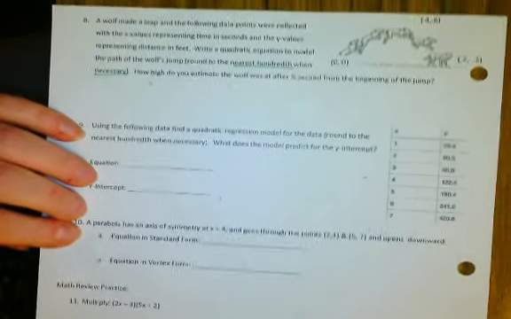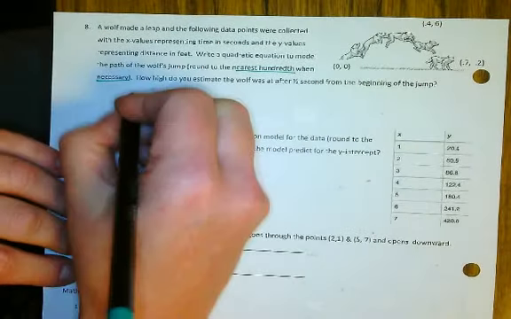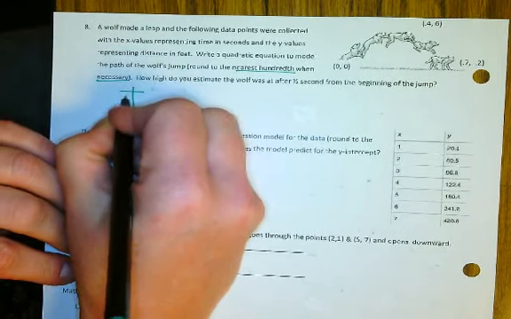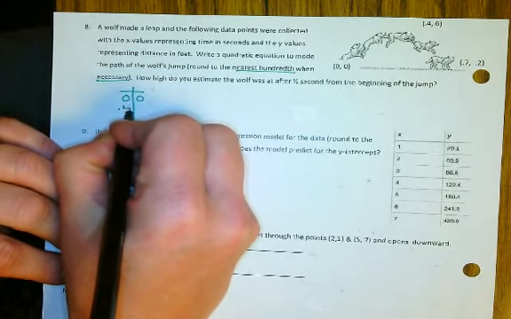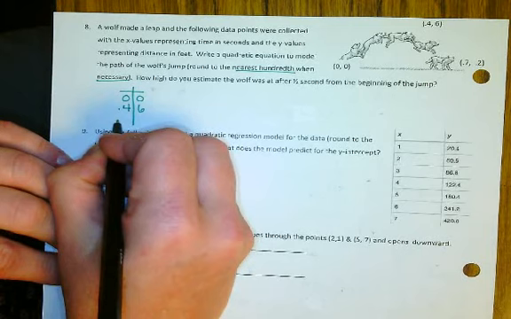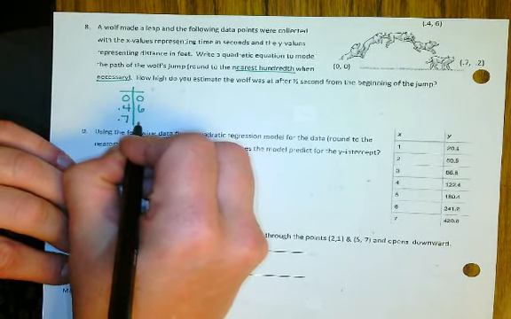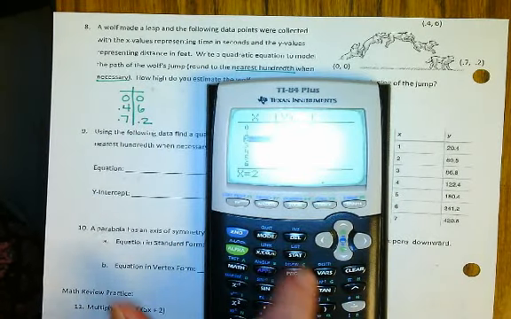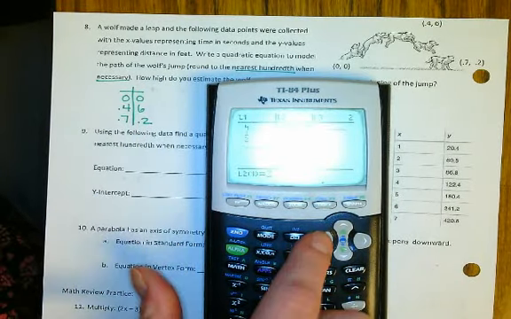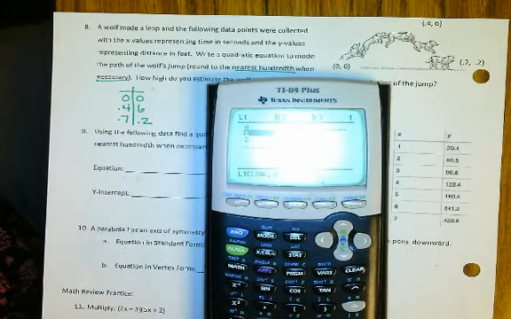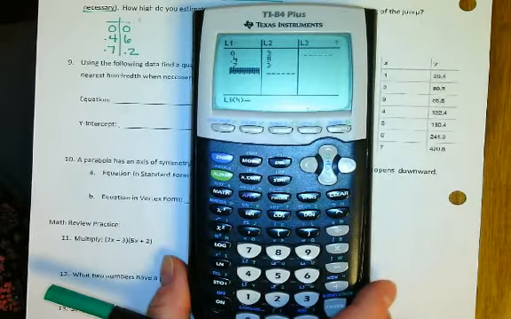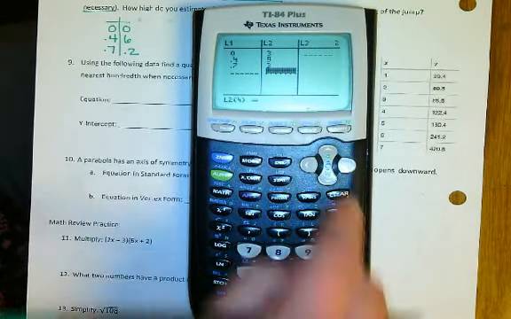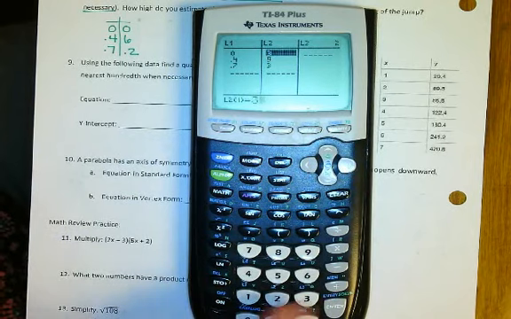So what I'm going to do here is create a table of the values they gave me. So 0, 0, 0.4, 6, and 0.7, 0.2. So I'll need to run a quadratic regression. So stat edit. I'm going to have 0, 0.4, 0.7. And then over here, I will have 0, 6, and 0.2.